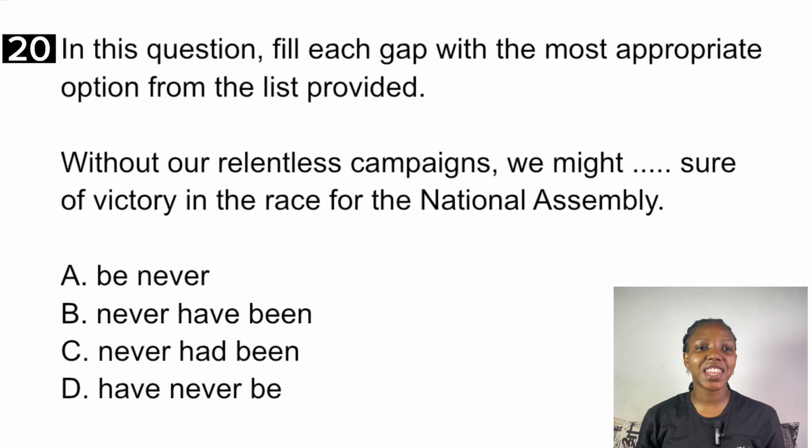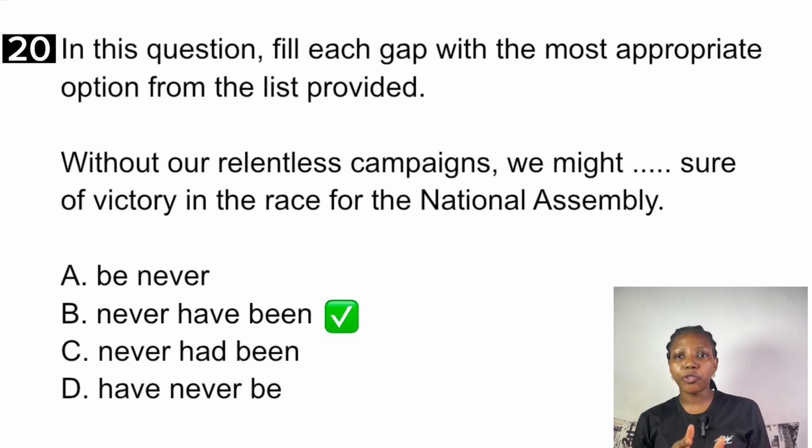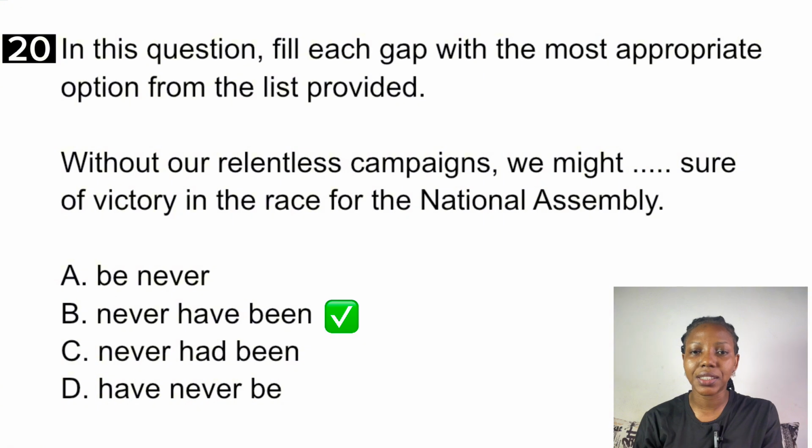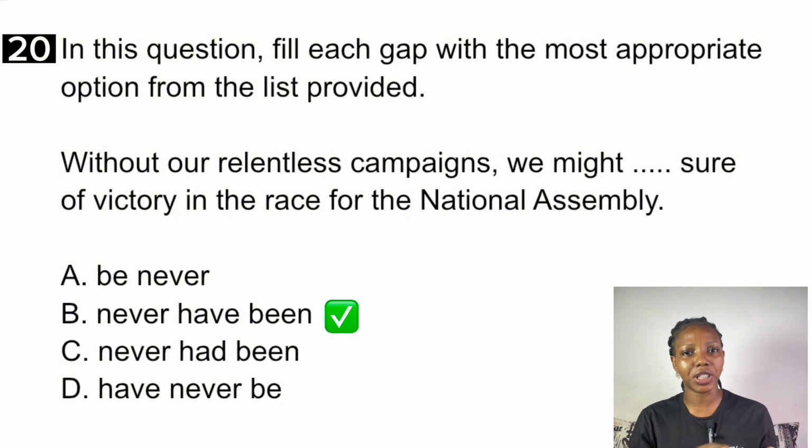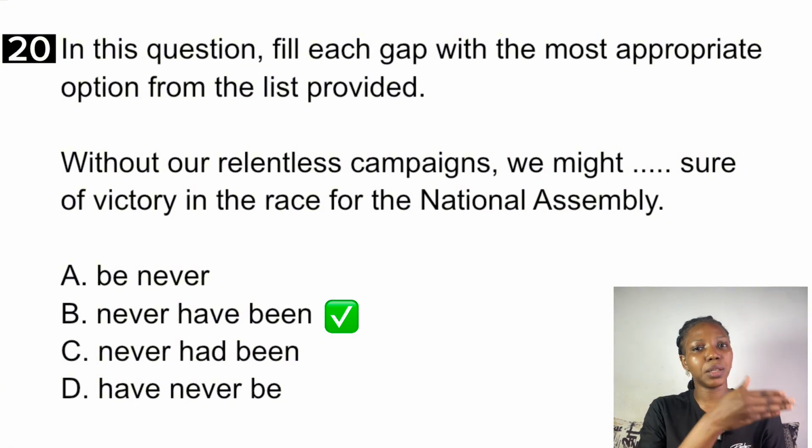Question 20. In this question, fill each gap with the most appropriate option from the list provided. Without our relentless campaigns, we might dash sure of victory in the race for the National Assembly. Now, the answer to this question is definitely option B, never have been. Now, the first clause, without our relentless campaigns, tells us that the outcome is dependent on the presence or absence of the campaign. Now, we might introduces us to possibility, uncertainties, right? There never have been indicates the uncertainty about achieving something in the past. So the answer to this question is definitely option B.